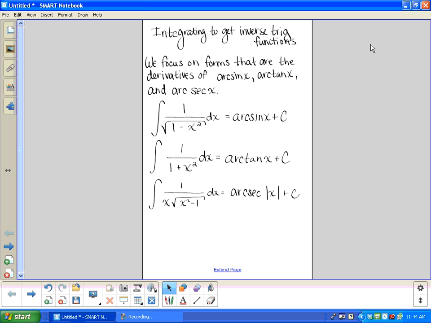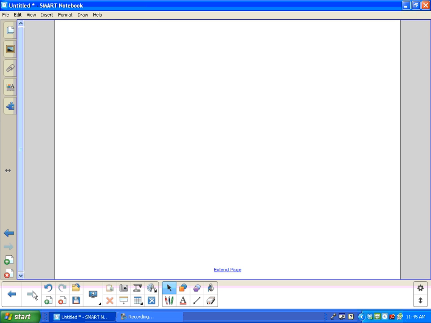And really the biggest deal when you're integrating these types of forms is that you just need to set up your algebra correctly so that you can then integrate, which is the idea for most integration. But in this case, you really have to use some algebra that you probably haven't used in a while. So I thought I would start by going over some algebra with you, some things that you would need to know.